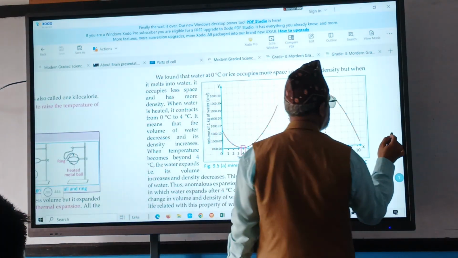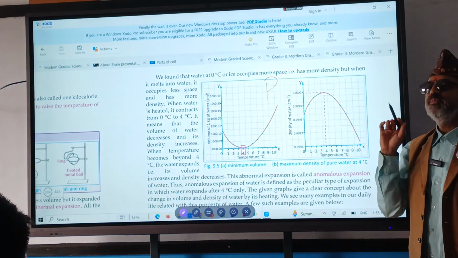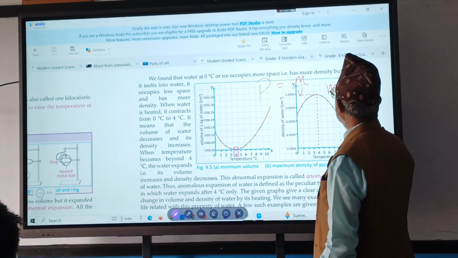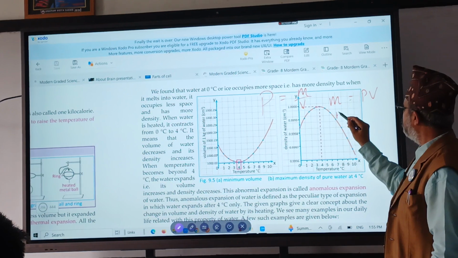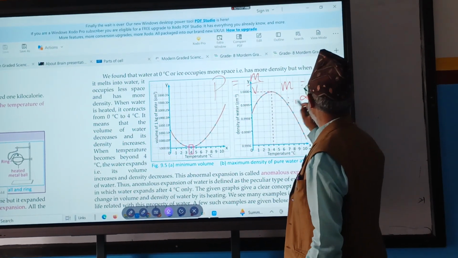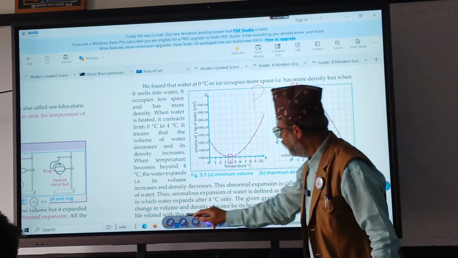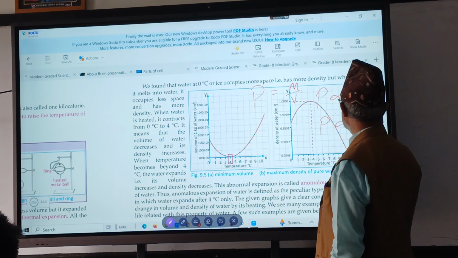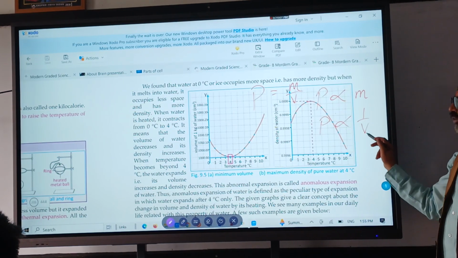So what is the relation between volume and density? Do you know? How do you define density? Mass per unit volume. Rho equals m by v. If so, m equals rho v. Then what can you write here? We are not going to show the relation between mass and this one. We will show the relation between density and volume. Density is directly proportional to mass, but inversely proportional to volume. More volume, less density; less volume, more density.